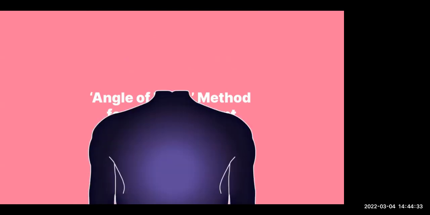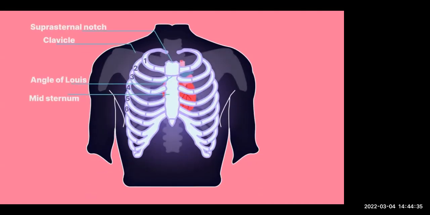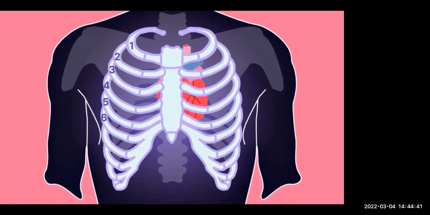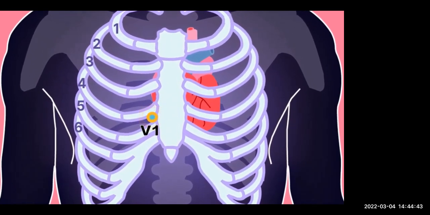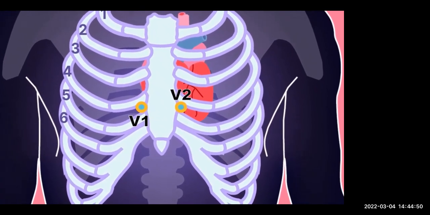Angle of Louis method for ECG placement. To locate the space for V1, locate the sternal notch, angle of Louis, at the second rib and feel down the sternal border until the 4th intercostal space is found. V1 is placed to the right of the sternal border and V2 is placed at the left of the sternal border. Next, V4 should be placed before V3.